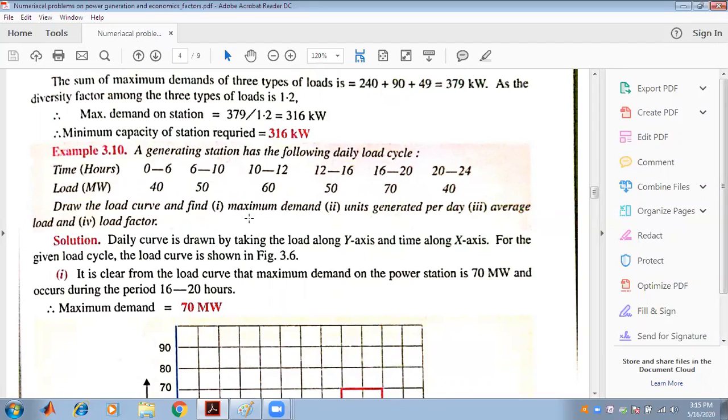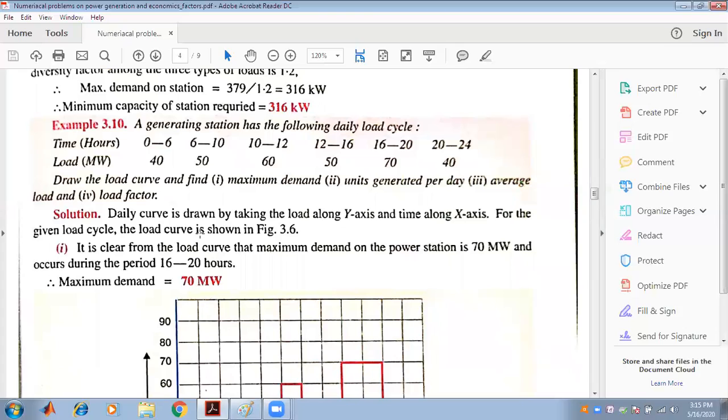And first to find the maximum demand, second units generated per day, third average load, and the fourth is the load factor. So this type of information we can get if we know the load pattern, that is the data that we have. If I am able to draw the load curve, we get the information of the maximum demand, units generated per day, average load, and the load factor from a daily load curve. So our first objective is to find the daily load curve.